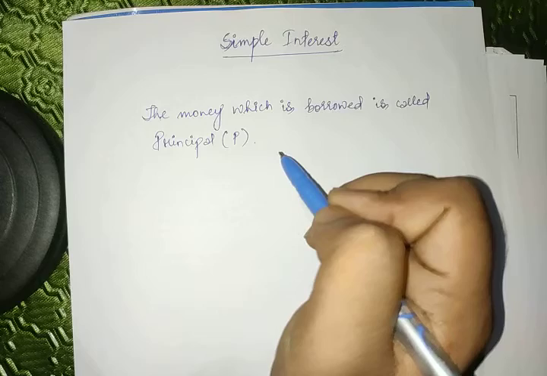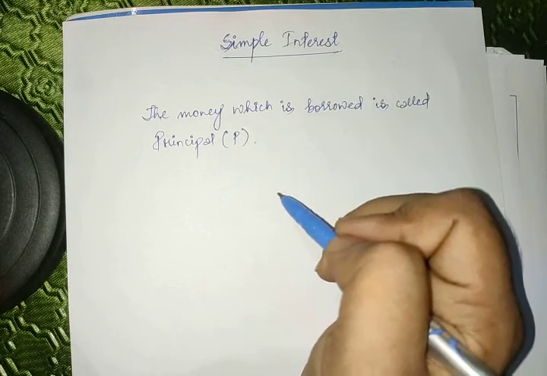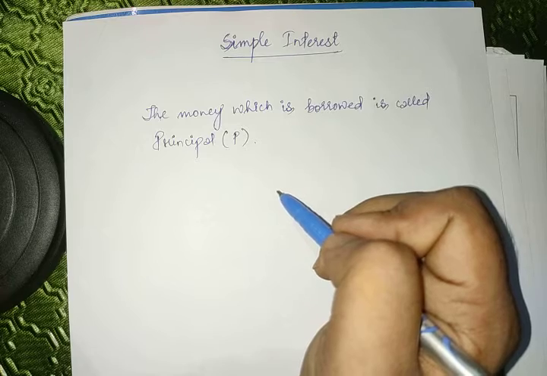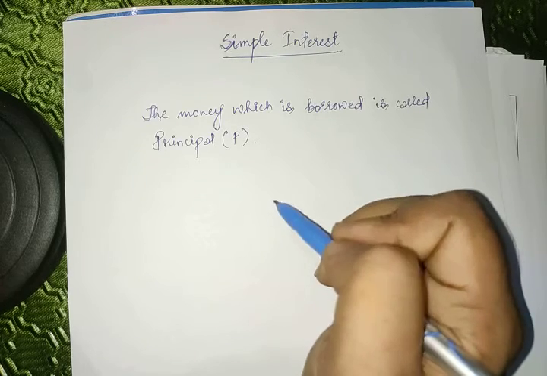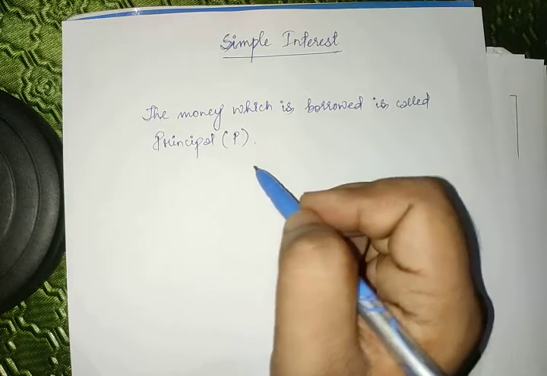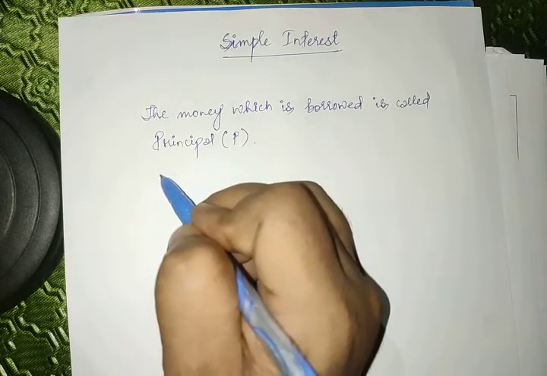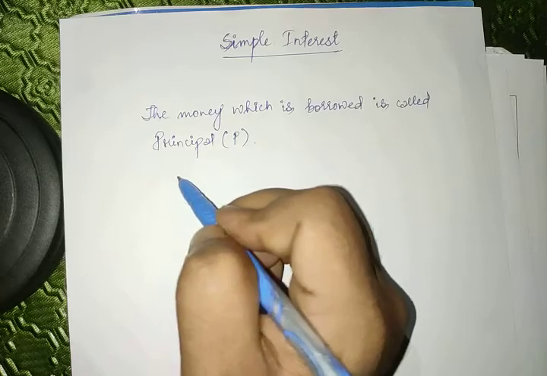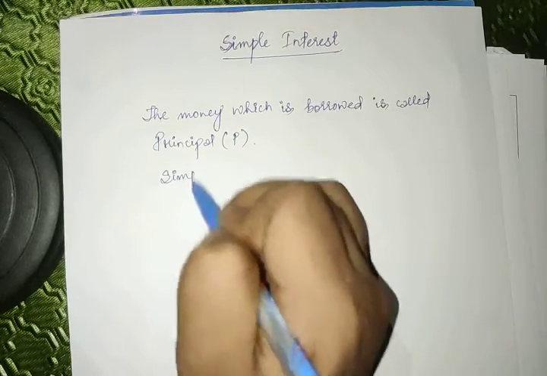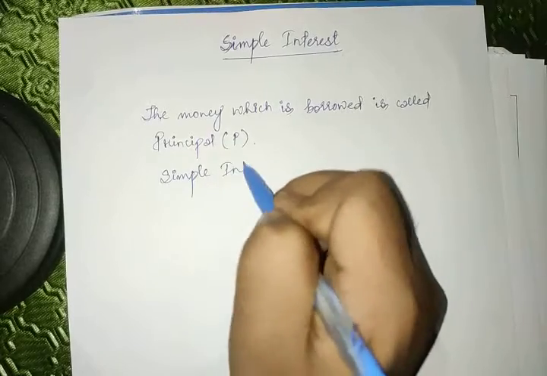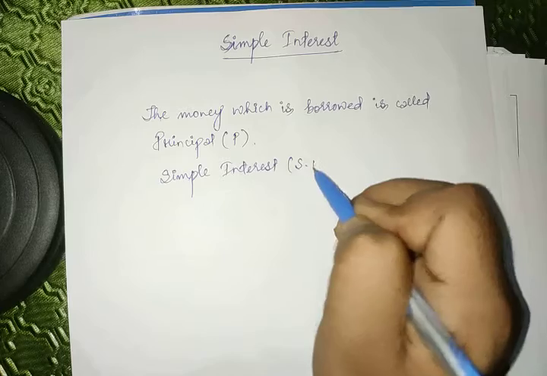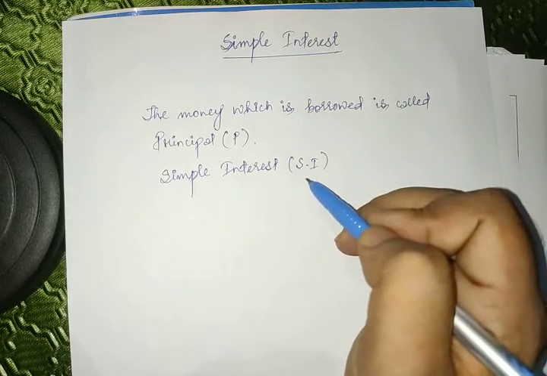Capital letter P. And then the extra money which I have to pay to the bank, in terms of some percentage of the principal that I have taken, is called the simple interest. Simple interest is denoted by SI. In short form we can write SI.